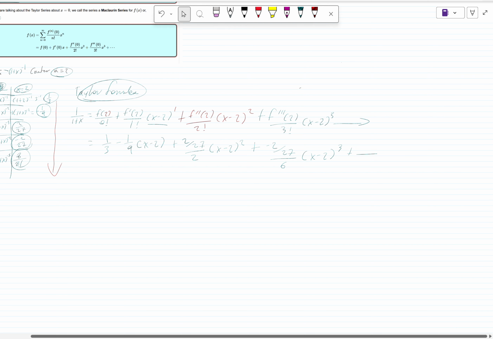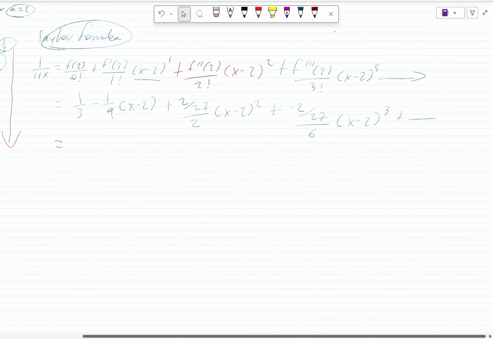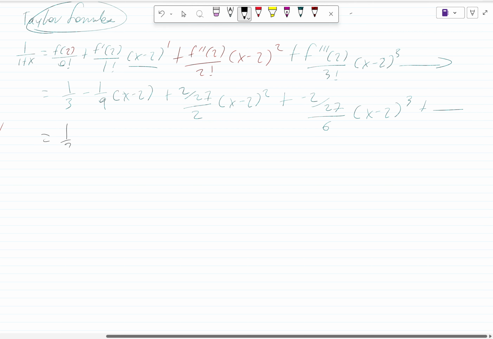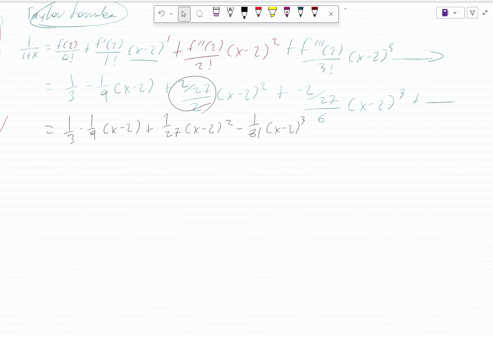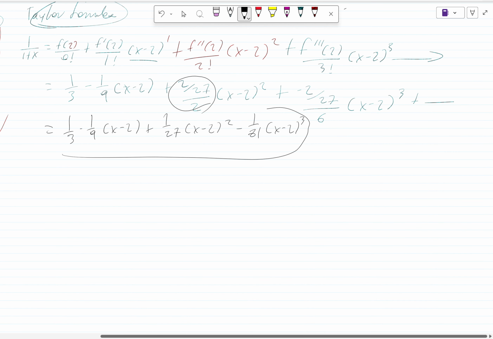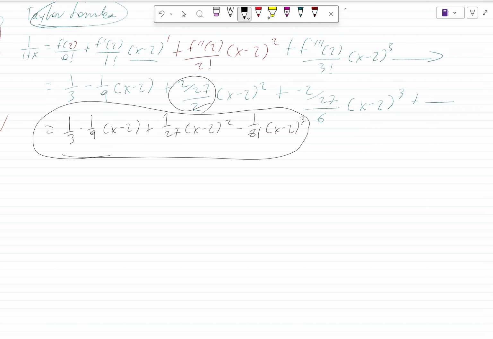Okay, and then we're going to simplify this. So it's going to be 1/3 minus 1/9 times (x minus 2) plus 1/27 times (x minus 2) squared minus 1/81 times (x minus 2) to the power of 3. So these are the four terms, the four non-zero terms: 1 here, 2 here, 3 here, 4 here.